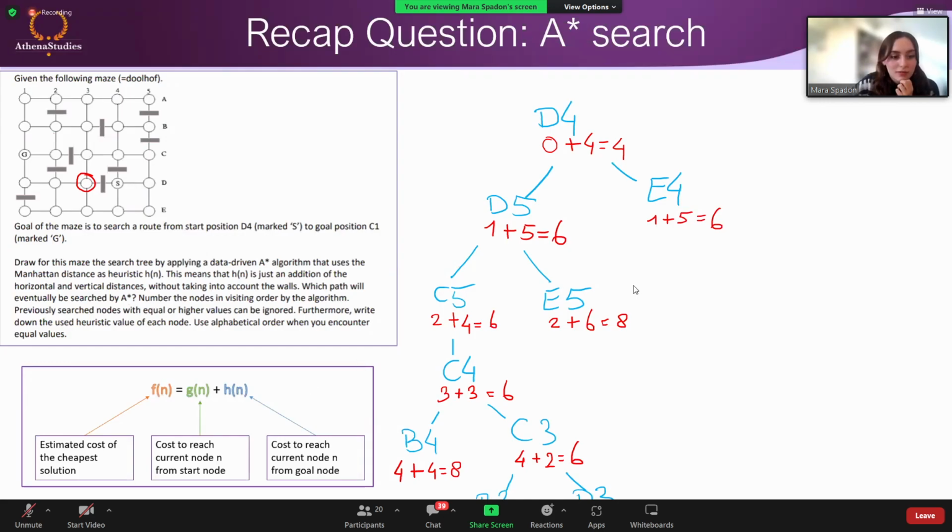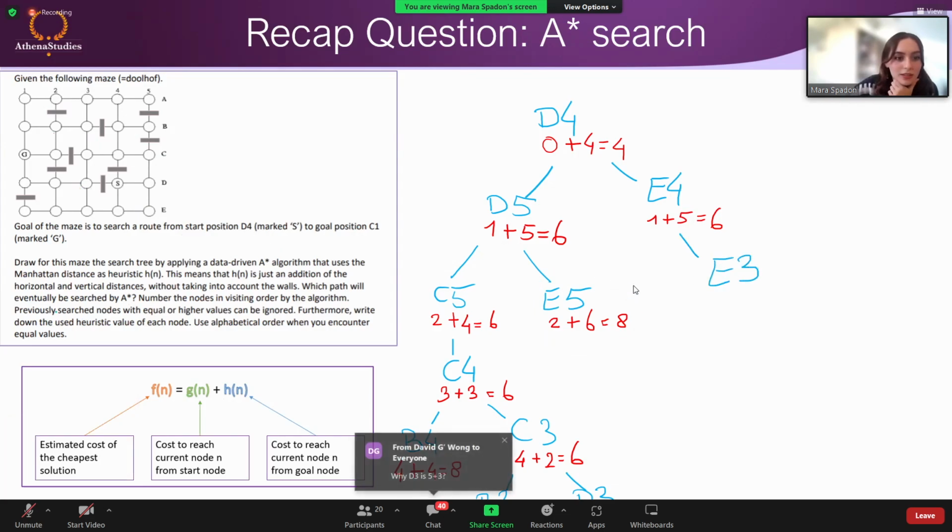Okay. So from E4, where could we go? From E4, we could go to either E3 or E5. Yes. But since we already explored E5, let's go to E3. It also says here, previously searched nodes can be ignored.